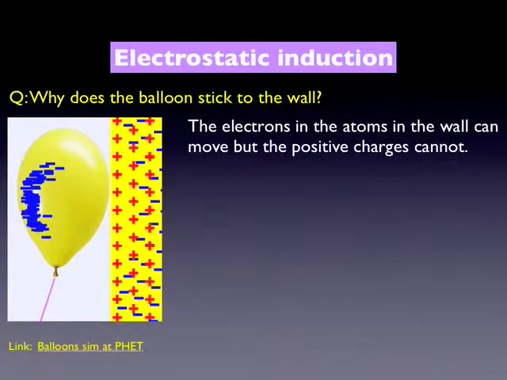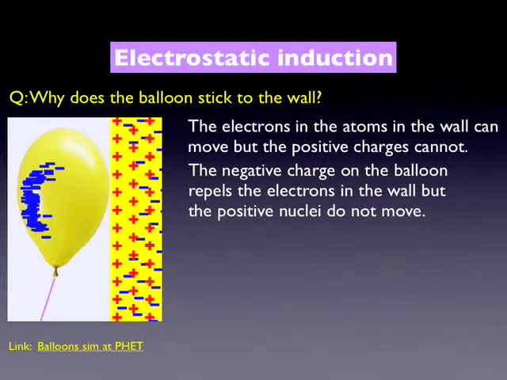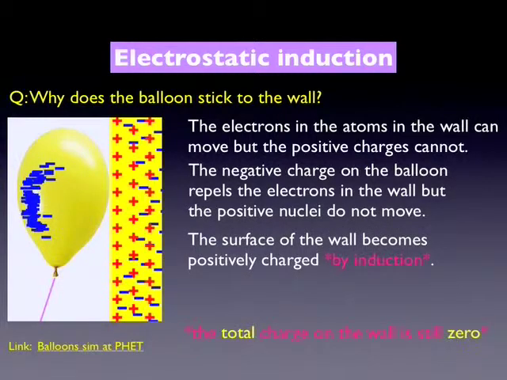Why does the balloon stick to the wall? The wall contains atoms, and those have electrons and nuclei. The nuclei are positive charges. The electrons will move, but the positive charges will stay fixed where they are. That means that when we bring the negatively charged balloon close to the wall, the electrons in the wall are repelled, but the positively charged nuclei stay where they are. The effect is that the charges are separated and the surface of the wall becomes positively charged.